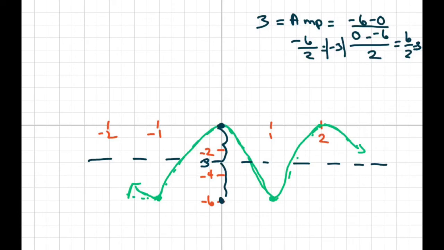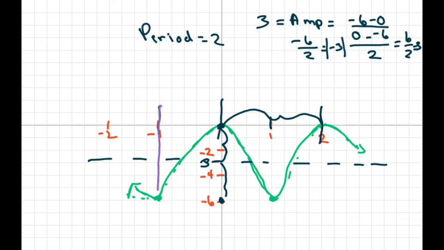Now the period is going to be from, you could start here from 0 to 2. Or you could say we're starting from negative 1 to 1. Either way, it repeats every 2 units. So the period equals 2. You could look at it from here, the graph from here to there. So there's 1 unit, 2 units total.